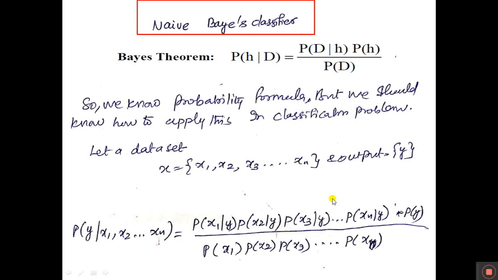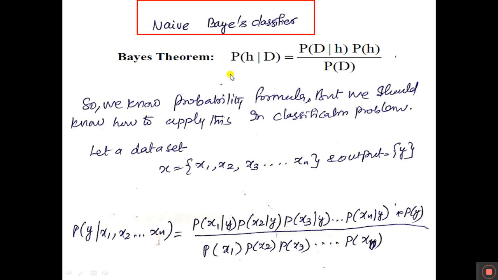So now we need to compute the probability of y for given features x1, x2, x3 up to xn. Here y means a classification problem. For example, it is a binary classification. Binary classification means a yes or no method. Now, for this data set X and output y, I am going to apply this in Bayes theorem. Just see here the Bayes theorem formula. I am going to apply this condition here.